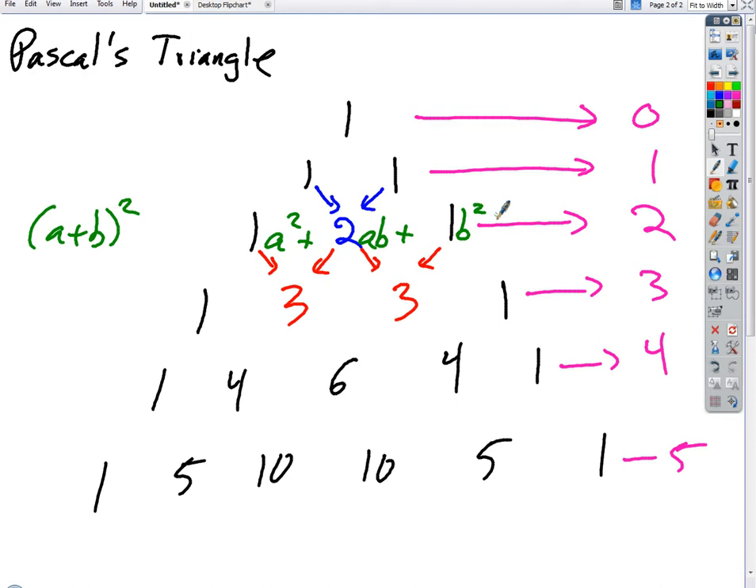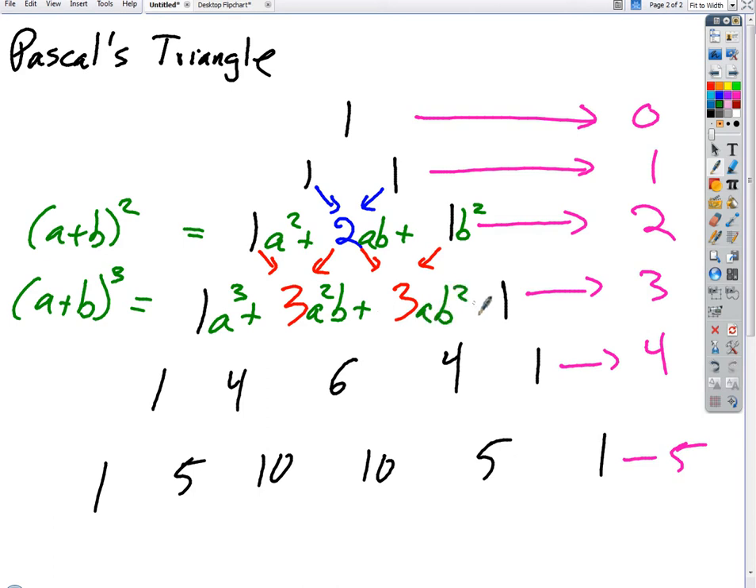All you have to do now is fill in the powers of the variables, and it's the same as it always was. It starts with all the power in the first term, ends with all the power in the second term, and steps down from one to the other in between. The second one, a plus b cubed, was 1a cubed plus 3a squared b to the 1, plus 3a to the 1 b squared, plus 1b cubed.